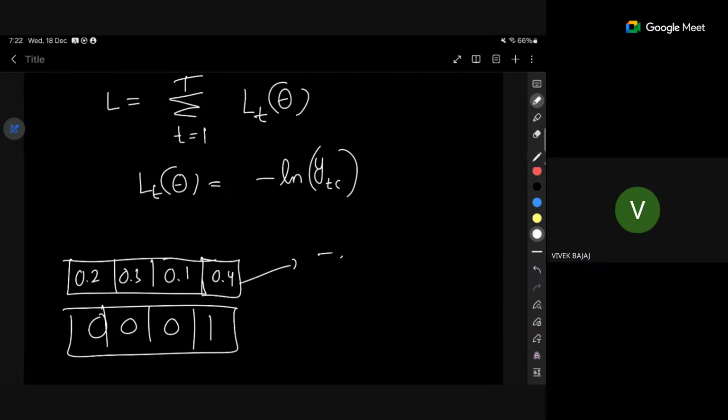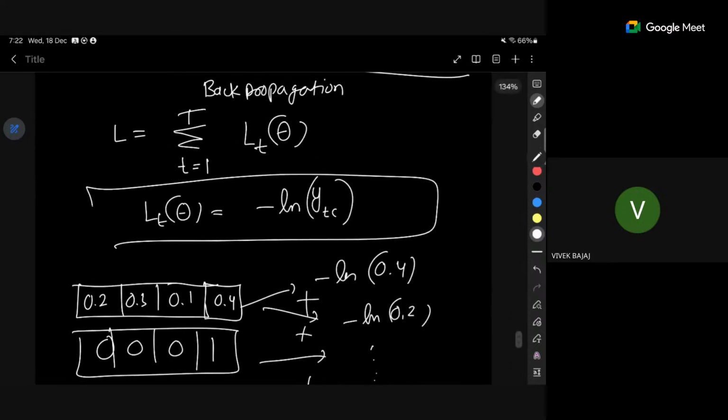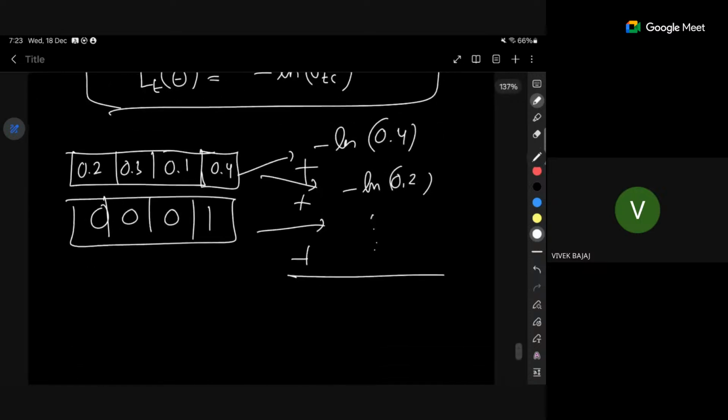Then you'll use this one, right? So minus ln 0.4 you should have used for this time step, at maybe t equal to 1. Then at t equal to 2, something like this again you will get, and you should know what is true of that. You will again compute that. Let's say it came out to be ln 0.2, and so on. You go ahead and then you add all of them, and you'll get the total cross entropy. So this is the loss.